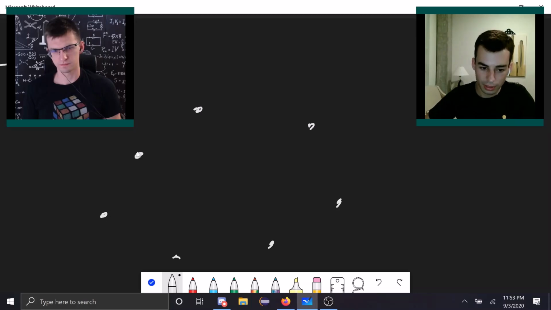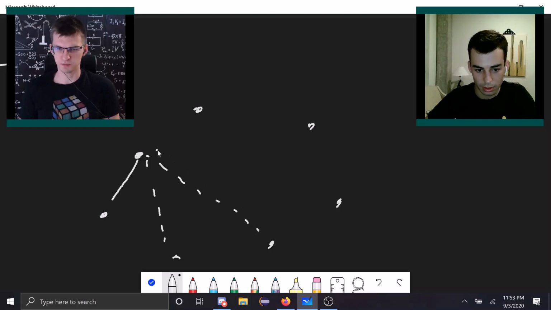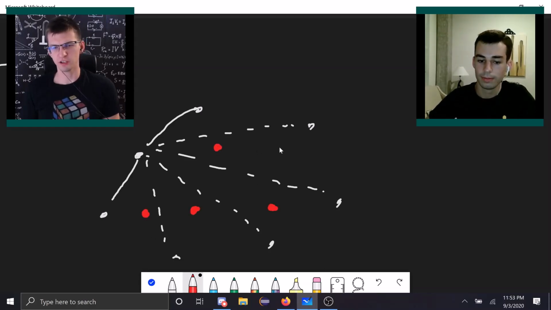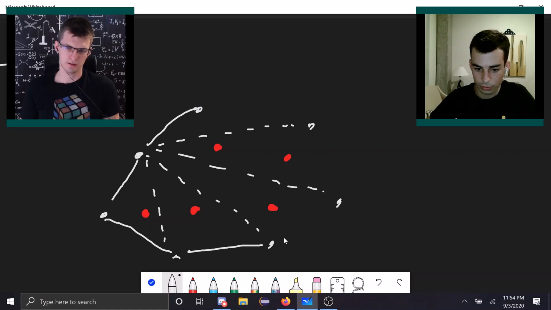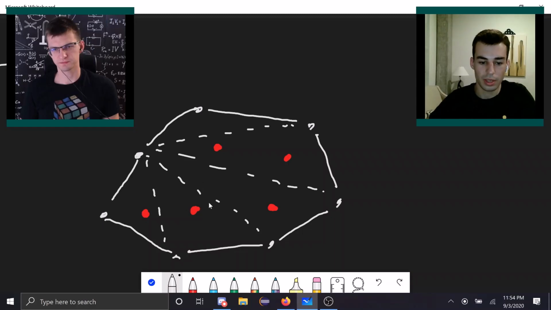So what did you say, Camille? What were you saying? Do something like this, maybe? Just dashed segments from one point, and for every point inside this convex hull, maybe they should be with colors. For every red point, we need to find out in which part of the drawing it is, between which two dashed segments. Sounds like there's probably a good way of doing that in log time.